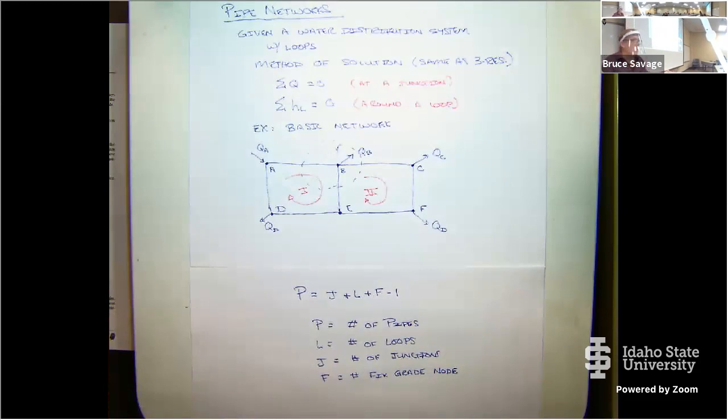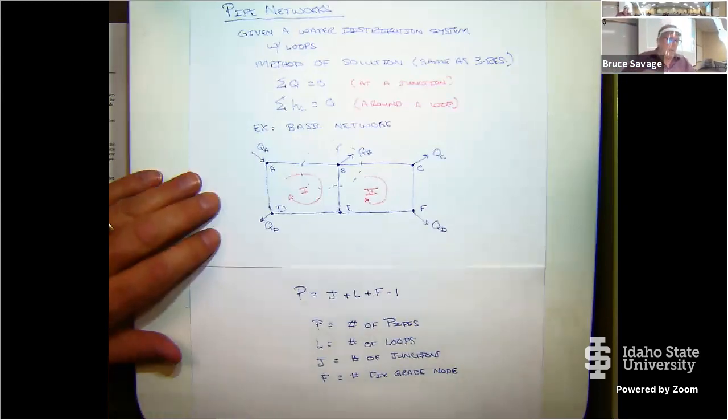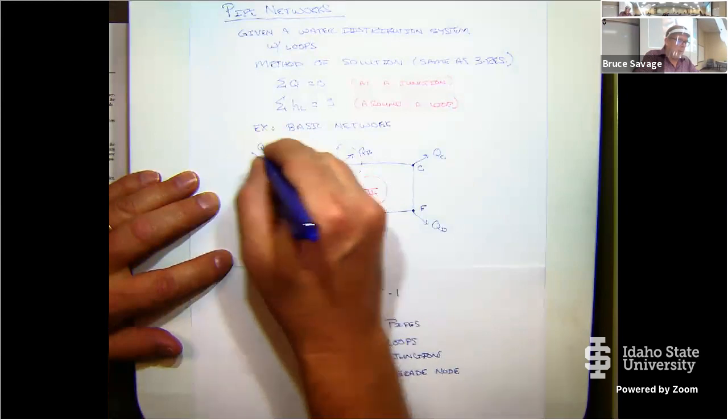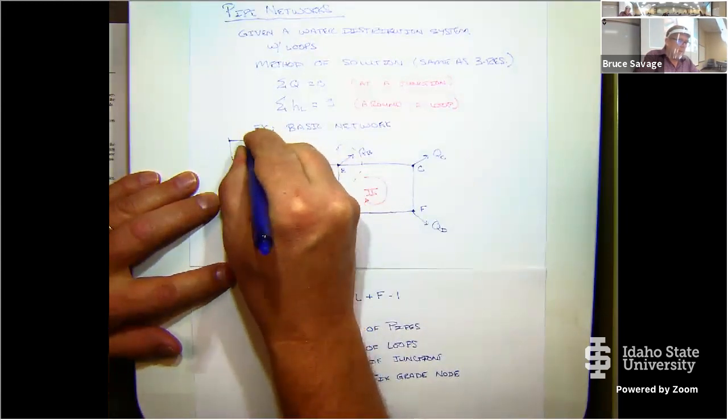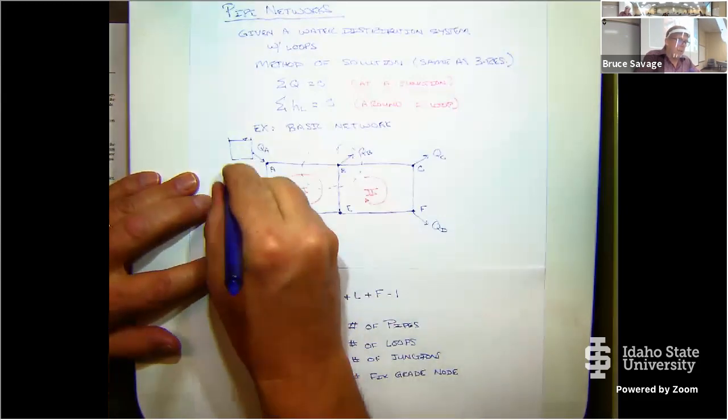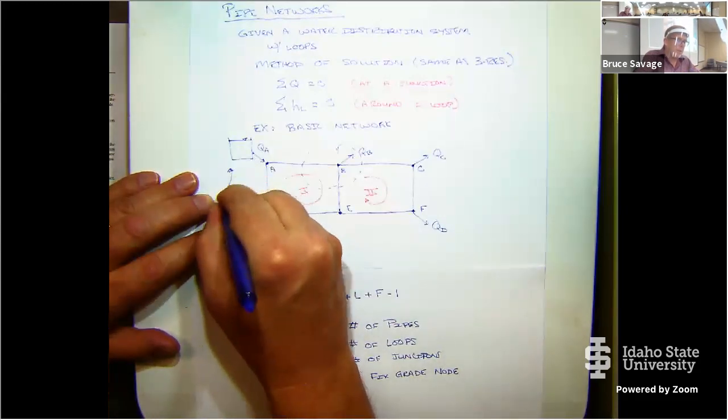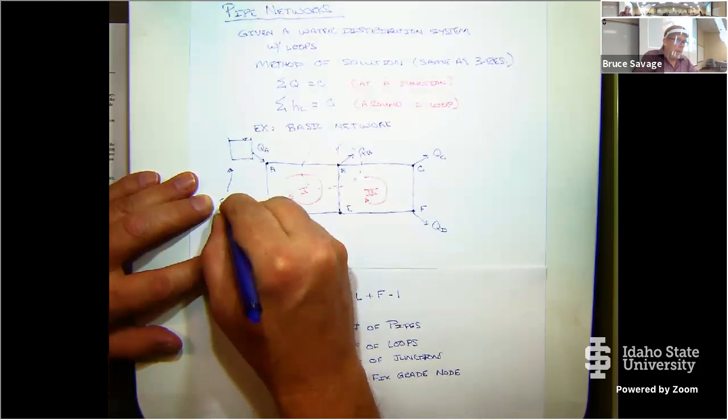So I think the number of pipes is pretty explanatory. The number of junctions is pretty explanatory. The number of loops is pretty explanatory. Now we need to talk about these fixed grade nodes. Let's assume that we had reservoirs on our system. If the flow rate coming into our system was coming from a reservoir, a reservoir would be considered a fixed grade.